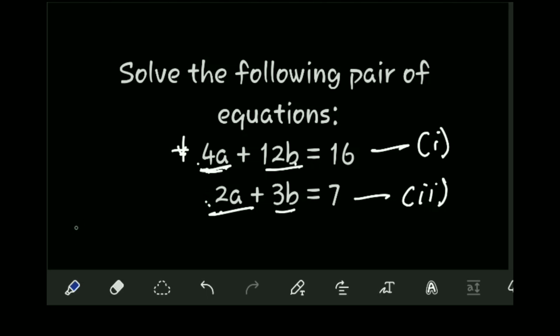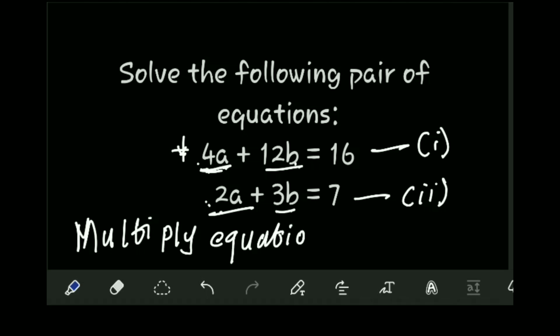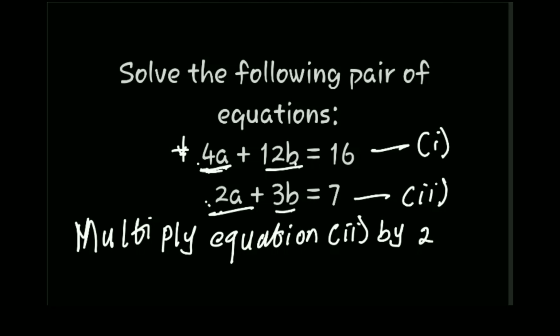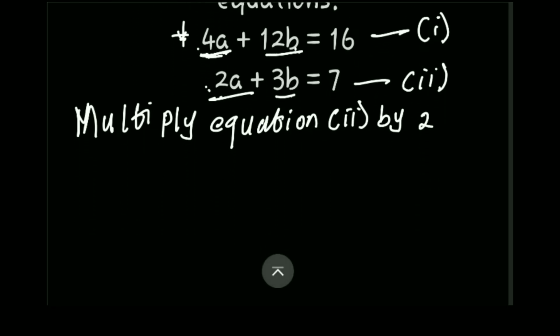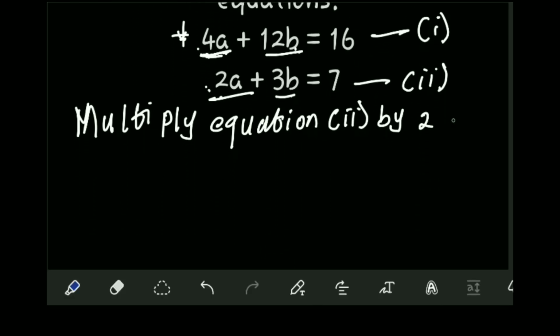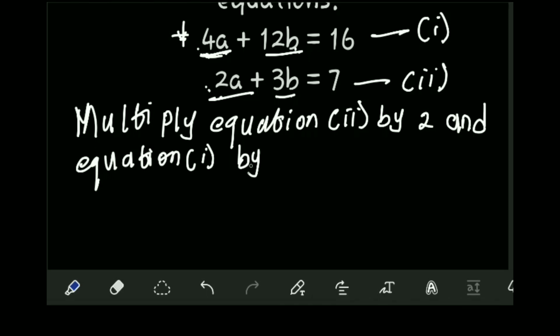So we say multiply equation 2 by 2. And for equation 1, we say we are multiplying equation 1 by 1 because we want to retain the same expression there.